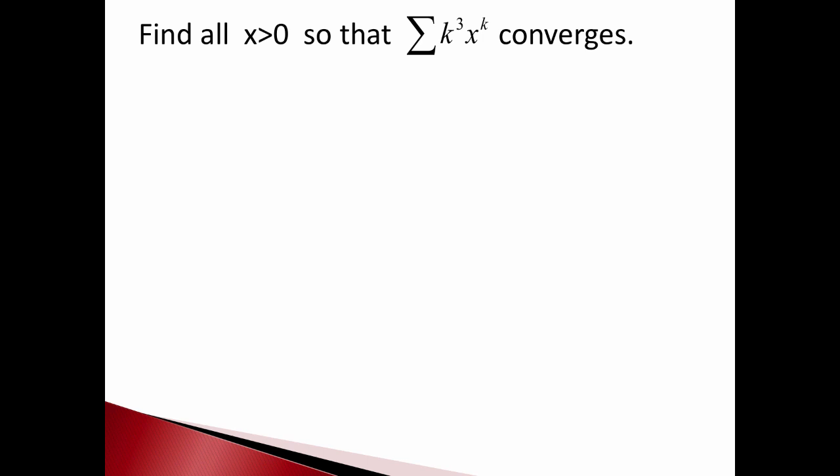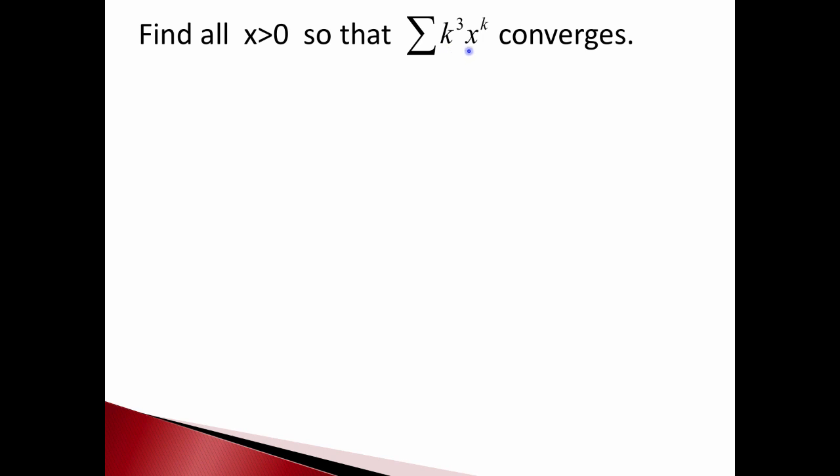So here's the question. We want to find all the x's so that if we have the series k cubed x to the k, that series will converge. Right? So let's just back off for a second and think about this. What if my x were 1? Then this becomes a really easy series to deal with, right? If x is 1, then I'd have 1 to the k, which will always be 1. So my series would just be k cubed. So if I tried 1, it's not going to converge.